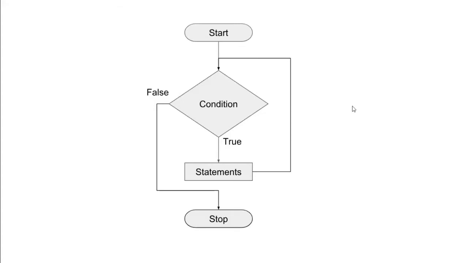Flowchart of while loop is depicted in this picture. First of all, condition. Condition is an expression which must be evaluated to a Boolean value. If condition is true, then compiler will execute statements, and after that compiler checks for the condition. This cycle repeats until condition becomes false. If condition becomes false, then compiler simply breaks the loop and stops itself.